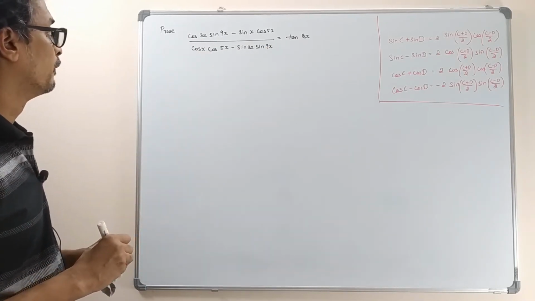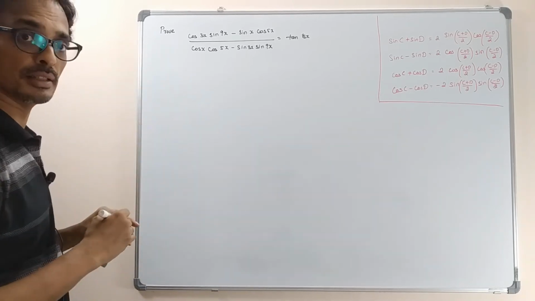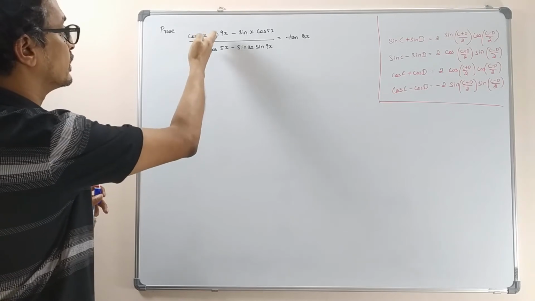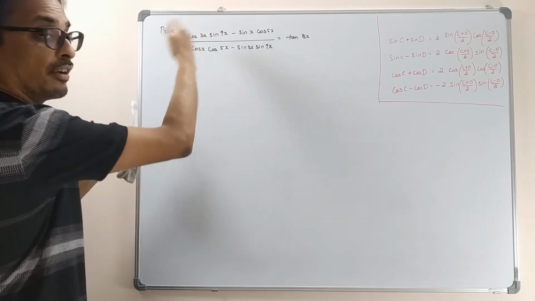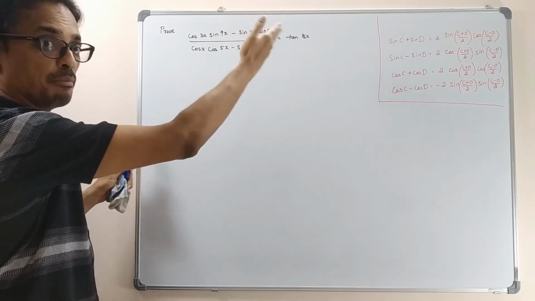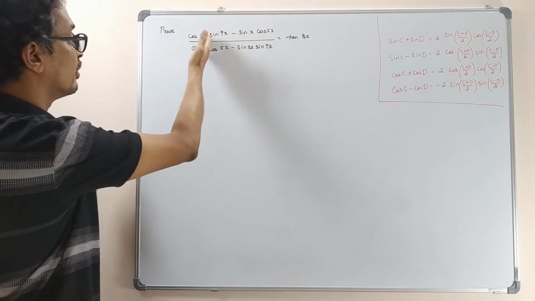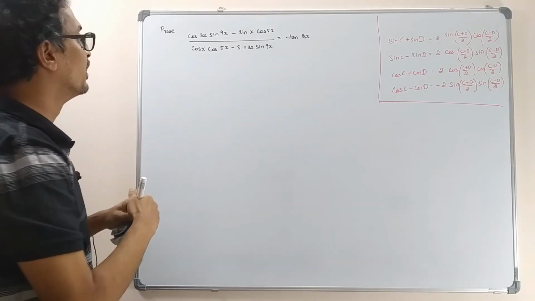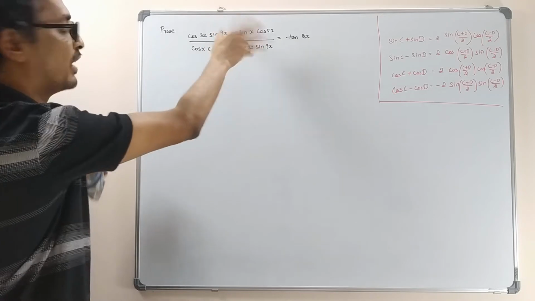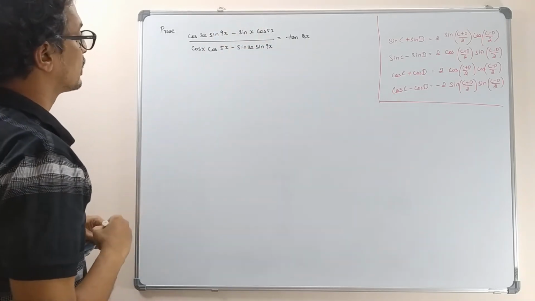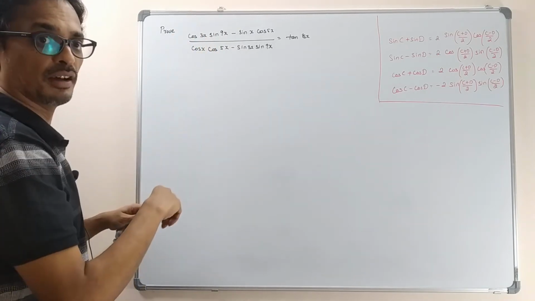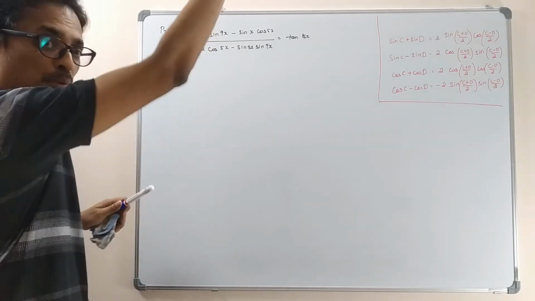So we can't use other formulas. I can't write this as sin A cos B minus cos A sin B, which would give the sin(A minus B) formula, because the angles are not the same. If these were 3 and 9, then we could do it, but we can't. And if we try to use the cos 3A formula, it is going to be a cubic equation.